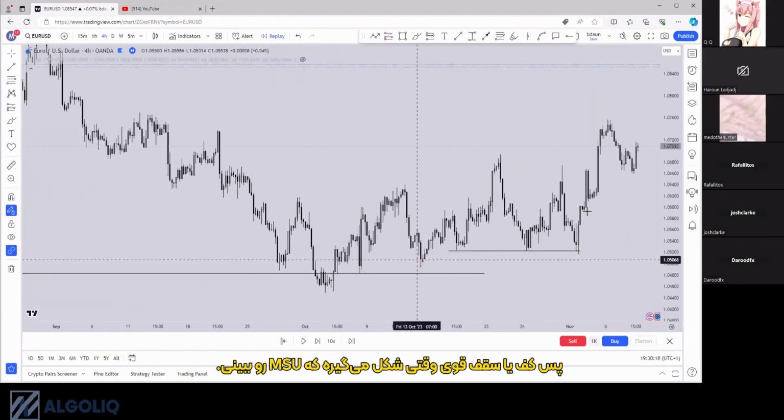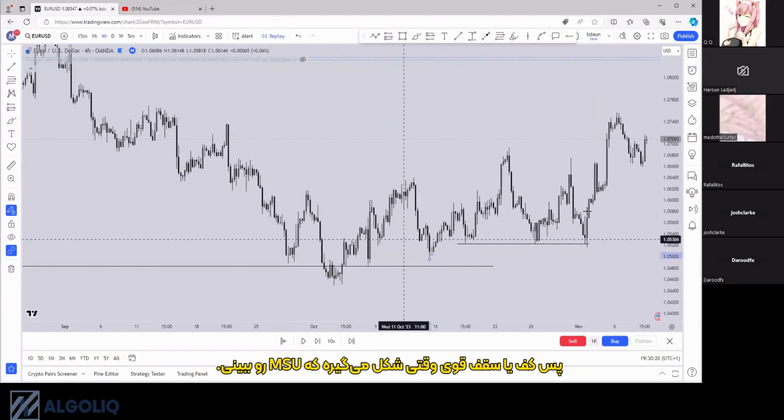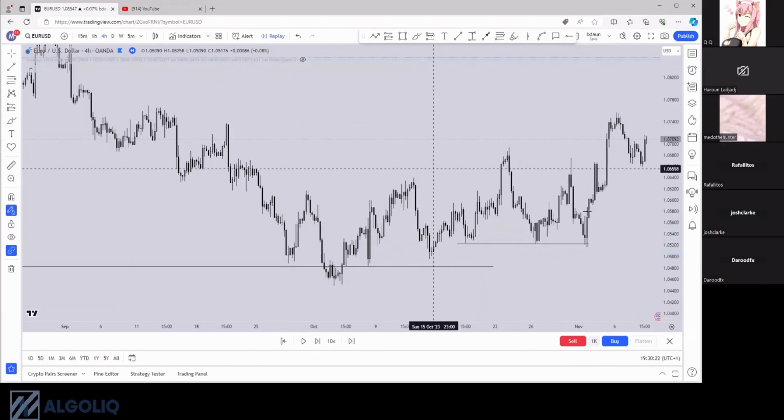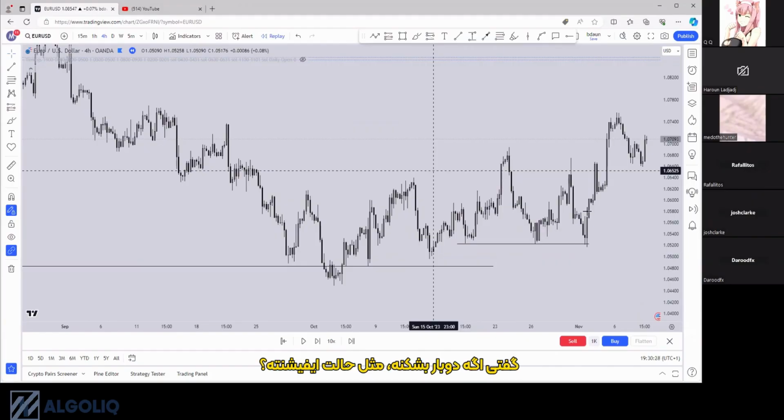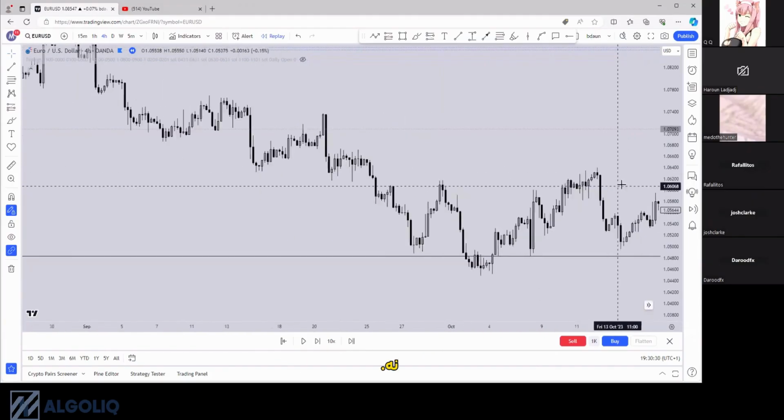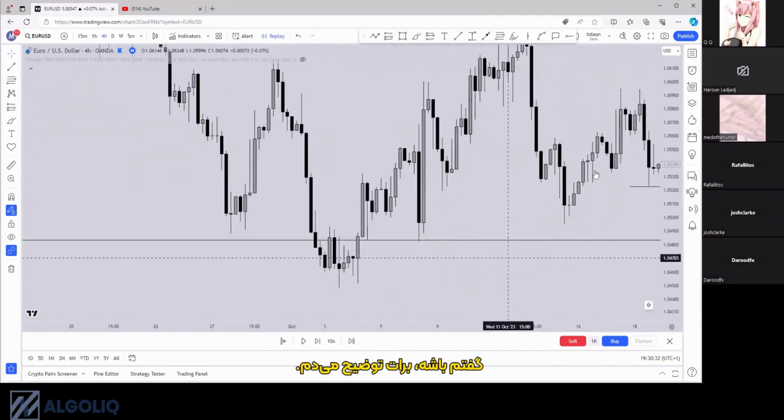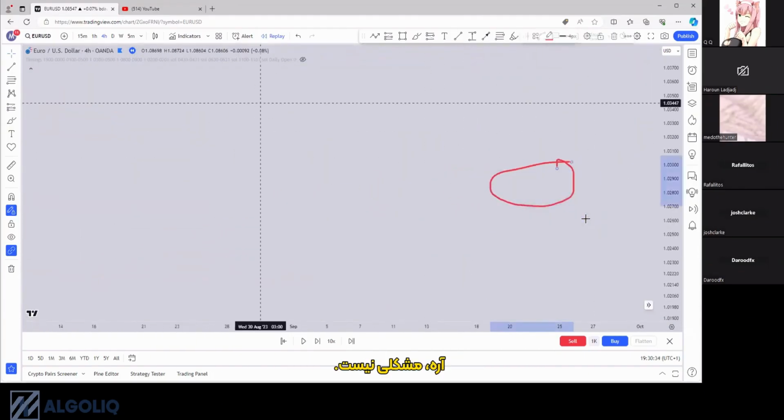So the strong low or strong high is if you see MSU. How do you define strong low? Did you say if it breaks two times, like efficient? No. I said, okay, I'll draw it for you. Yeah, no problem, thank you.